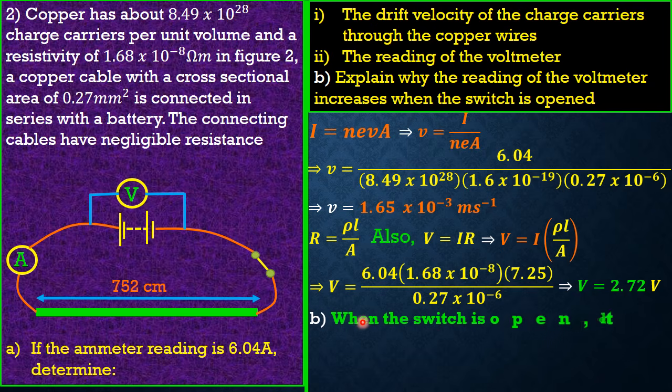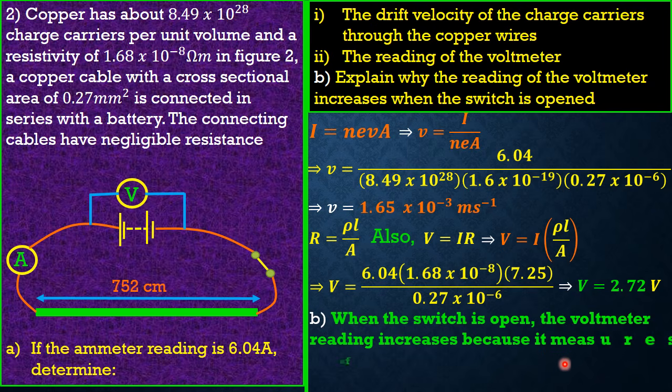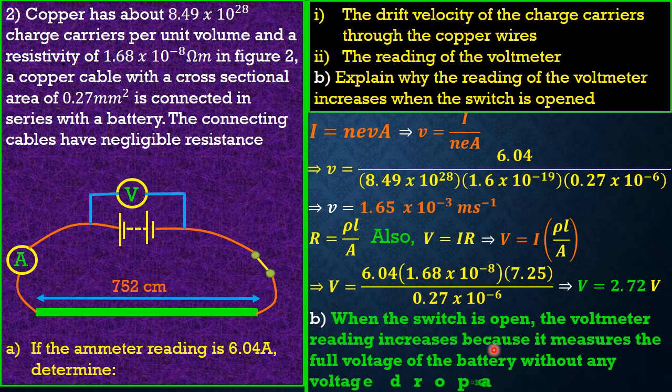Okay, so what I'm saying is that when the switch is on, the voltmeter reading is going to increase, because now it measures the full voltage of the battery alone without any voltage drop across the copper cable. Note that with this copper wire in place, it has some resistance, right? And consequently, the potential difference that this voltmeter measures is the one being dropped across the wire as well.